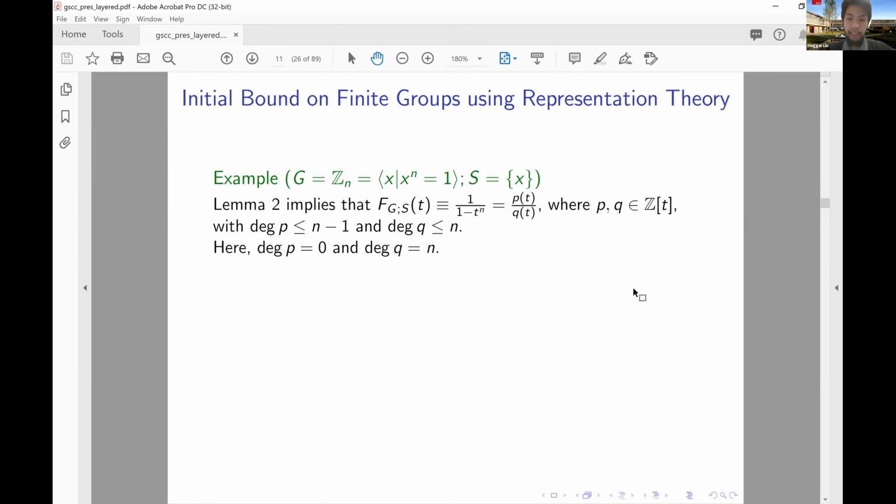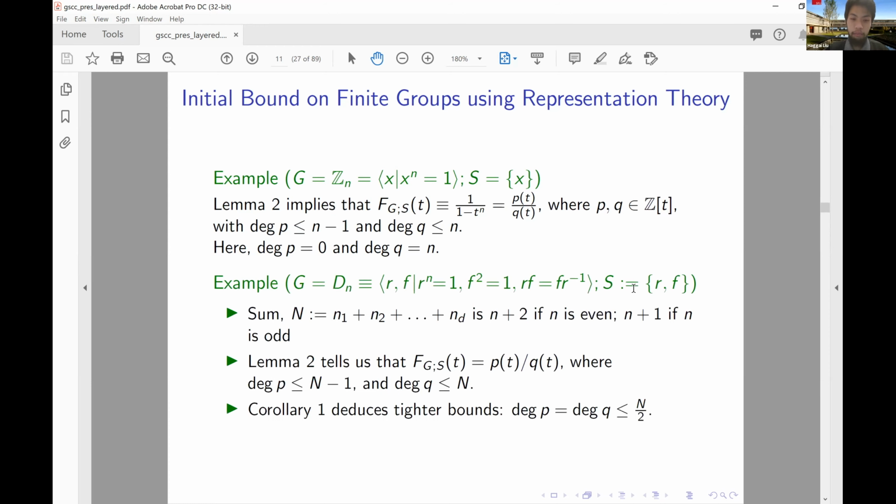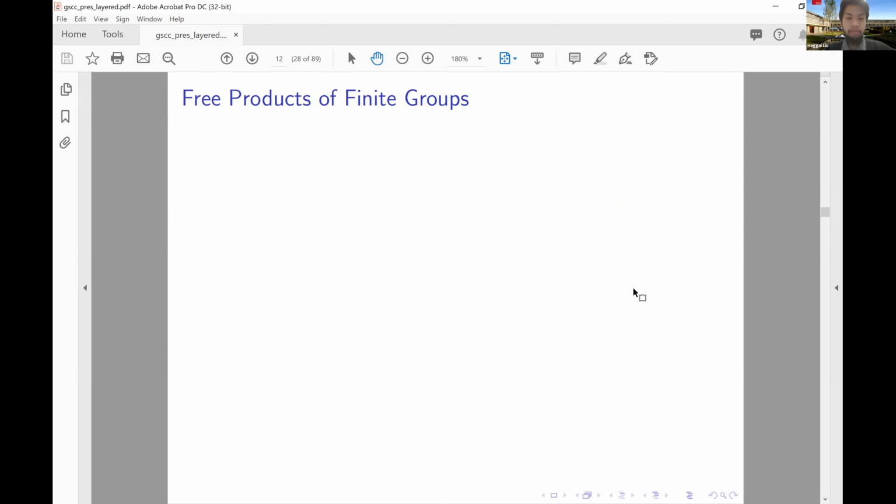So in the cyclic case, we do have one of our P and Q achieving equality, but for the dihedral case, the bound that we just saw here is pretty weak, because the corollary we showed you from the explicit formula gave us much stronger bounds.